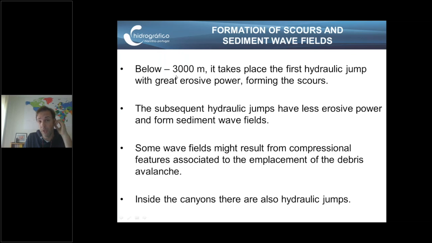In conclusion, below the 300 meters depth, the first hydraulic jump takes place with a great erosive power, forming one or more scours, and then the subsequent hydraulic jumps have less erosive power and they form the sediment fields. Nevertheless, some wave fields might result from the compressional features associated with the emplacement of the debris avalanche deposits, and of course there are also some wave fields inside the canyons that are also formed by these hydraulic jumps, where there is a big gradient decrease.